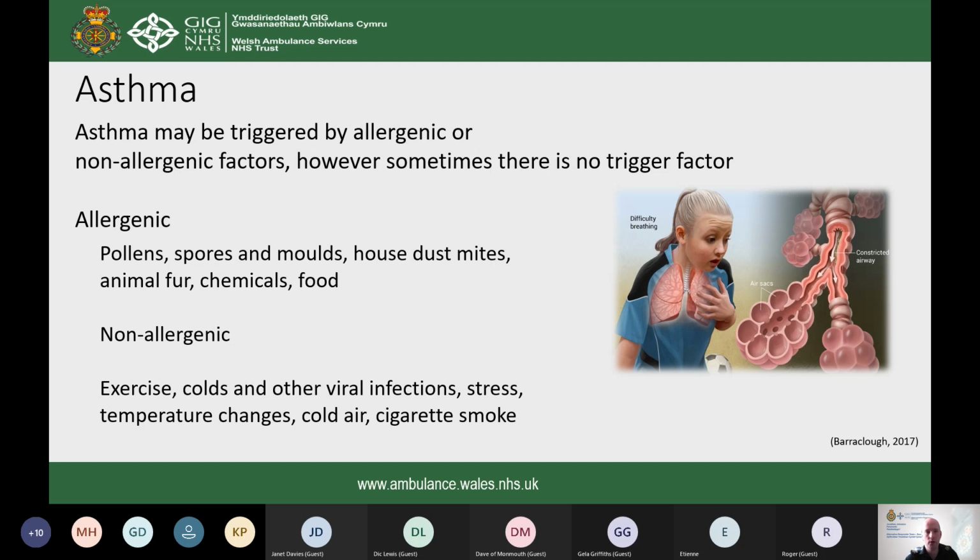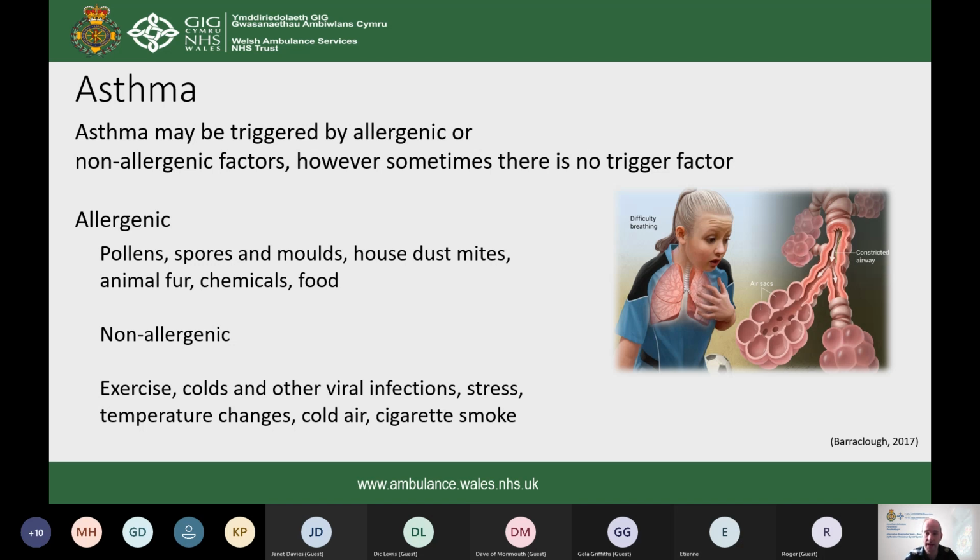So triggers then. What sort of triggers can cause asthma? I'm going to go through it quickly, so you probably know it. Stress, pollen, dust, exercise, infection can bring it on. Cigarette smoke, change of temperature. So if they go out into a cold environment, they may get it.